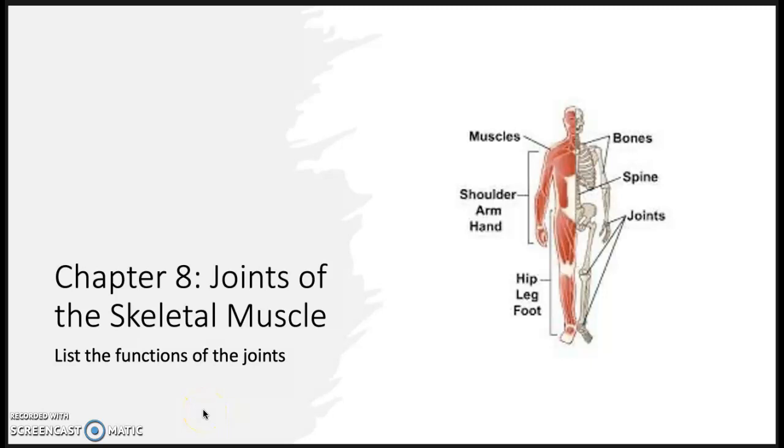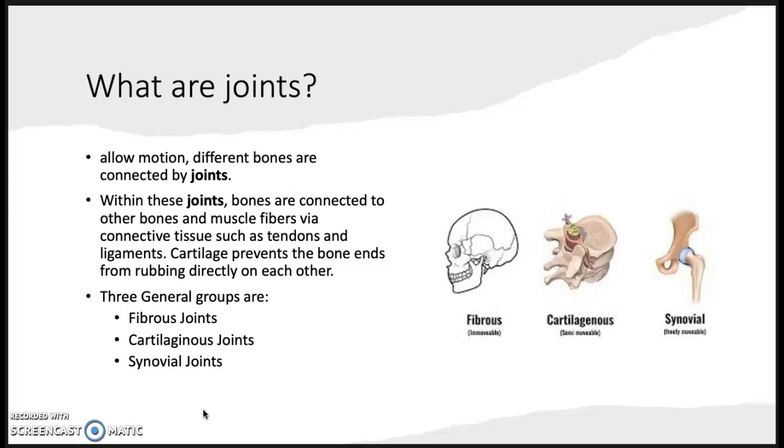Chapter 8, Joints of the Skeletal Muscle, lists the functions of the joints. Joints allow motion. Different bones are connected by these joints. There are three general groups of joints: the fibrous joints, the cartilaginous joints, and the synovial joints, which are immovable, semi-movable, and freely movable.